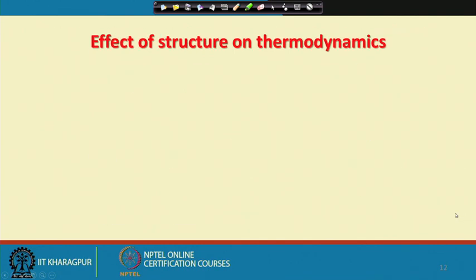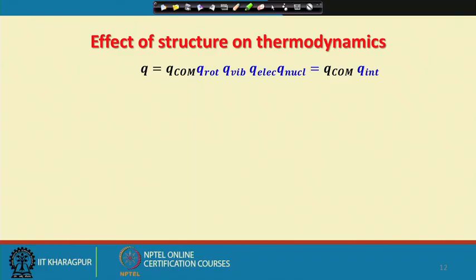Now, at this stage what we have to talk about is that we are trying to understand the effect of the underlying structure of the molecule on thermodynamics. So, let us try to understand what I mean by the effect of internal structure of the molecule on the thermodynamic property of the system.